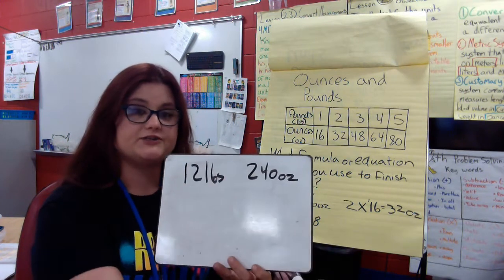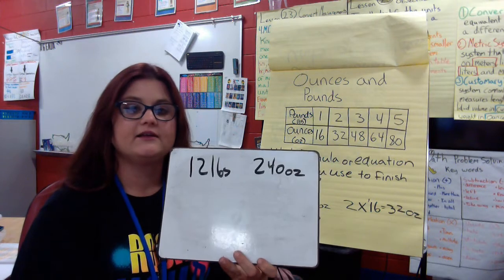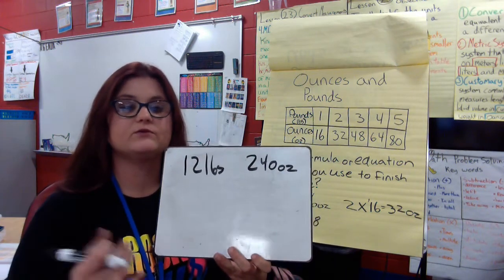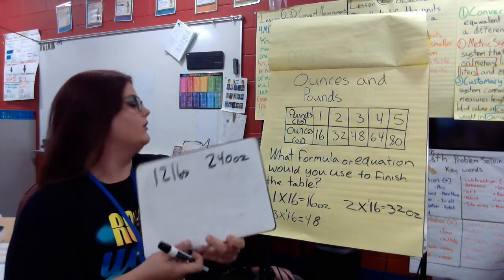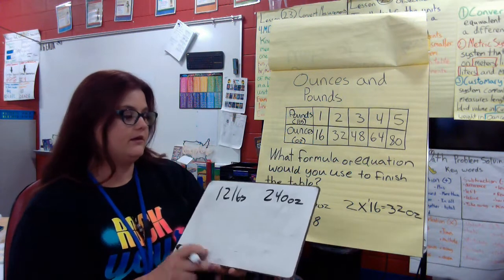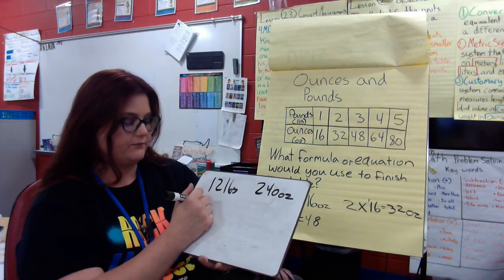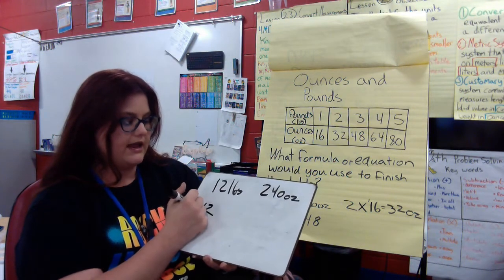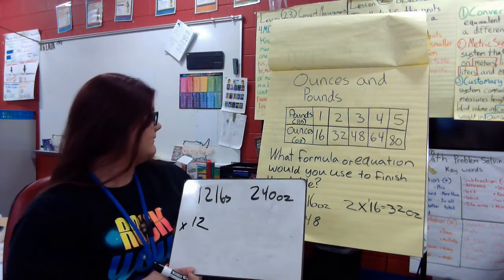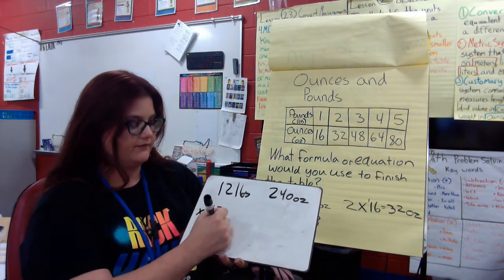Think back to yesterday's lesson with time. We can't compare minutes to seconds because they're different units of time. We have to convert those minutes into seconds in order for it to make sense. So, going back to our formula, we have 1 times 16, because that's how many ounces are in a pound. We have 12 pounds here, so we're going to replace that 1 with 12, and we're going to multiply it by what? How many ounces are in a pound? 16. So we're going to multiply.